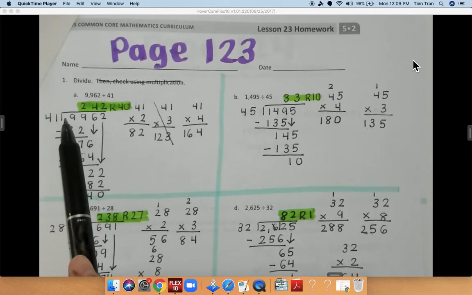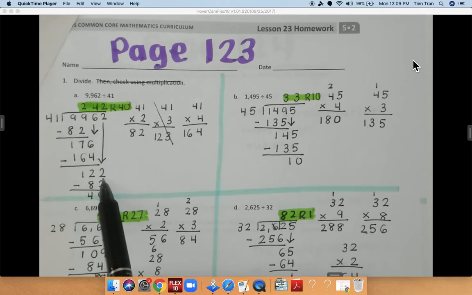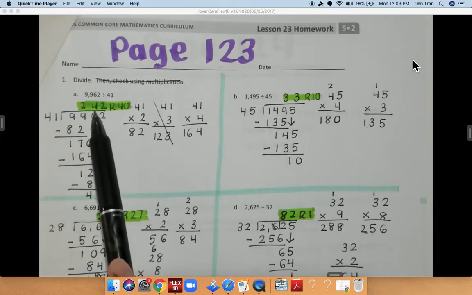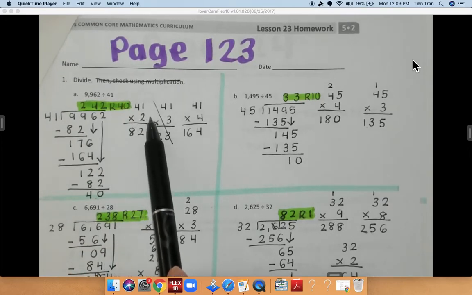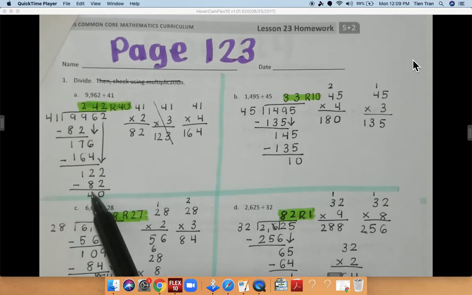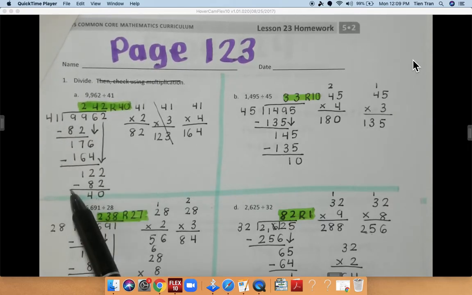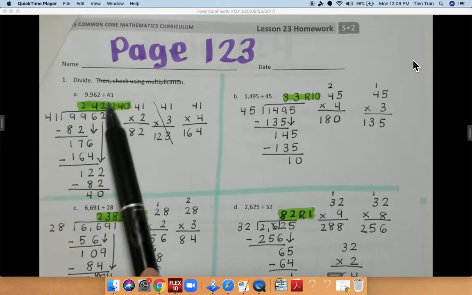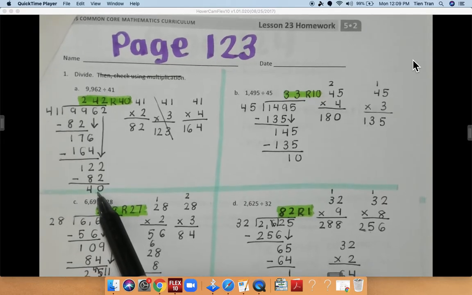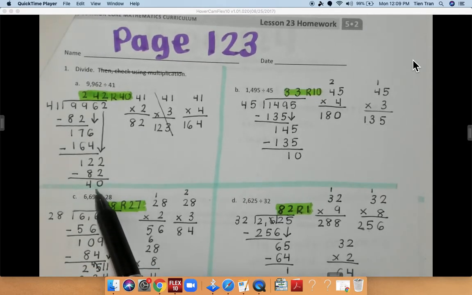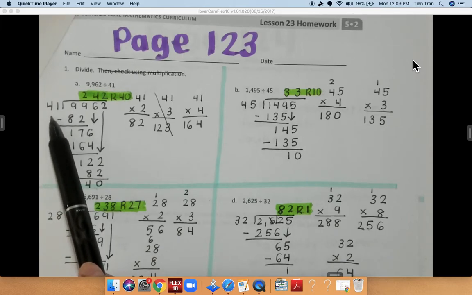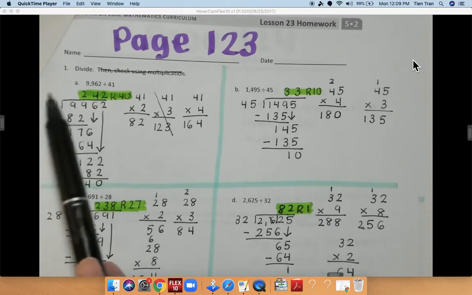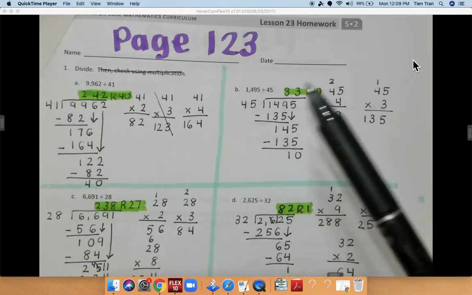How many times can 41 go into 122? 123 is too large. However, 2 times works. So I'm multiplying 41 times 2. 41 times 2 is equal to 82. I'm subtracting 122 minus 82, which gives you 40. So my remainder is equal to 40. Now I know that remainder is fine because 40, my remainder, is still less than 41, my number that is on the outside called the divisor. So it is fine. So that means my answer is correct and I can move on to problem B.